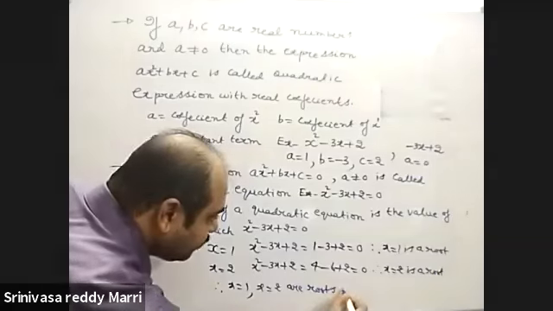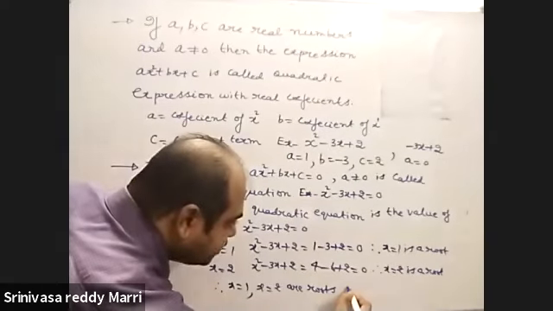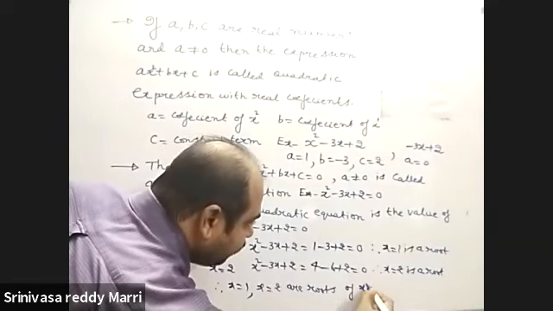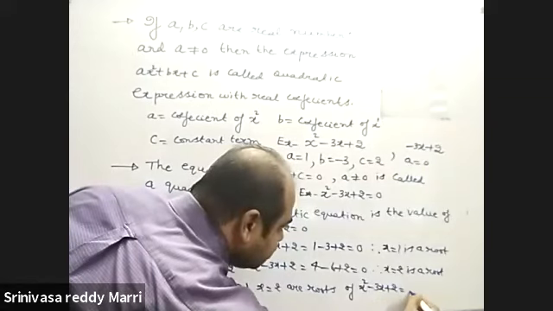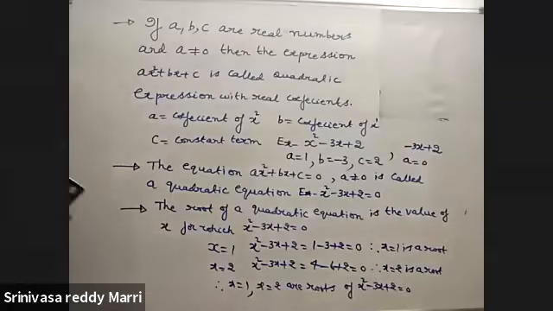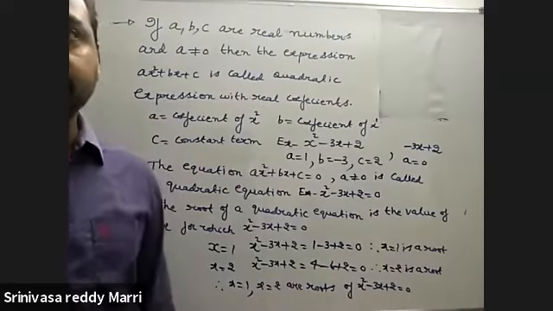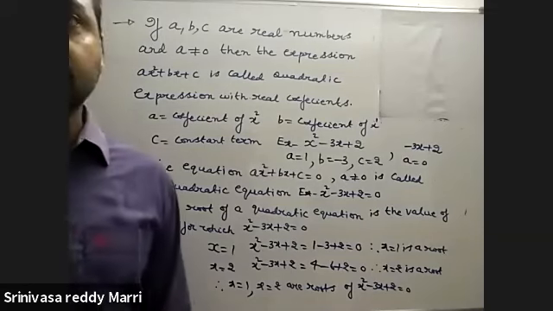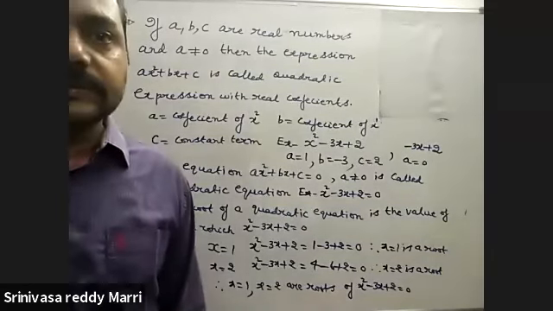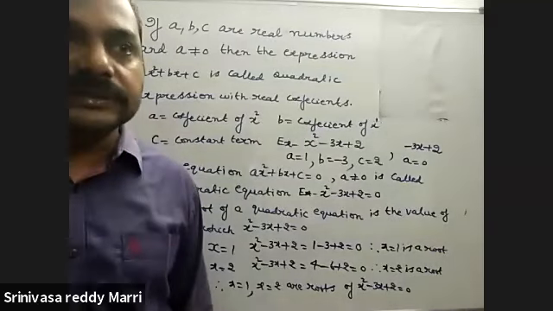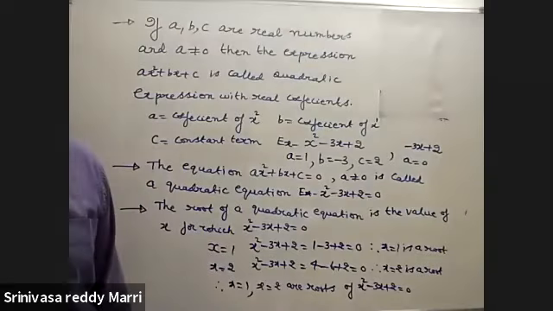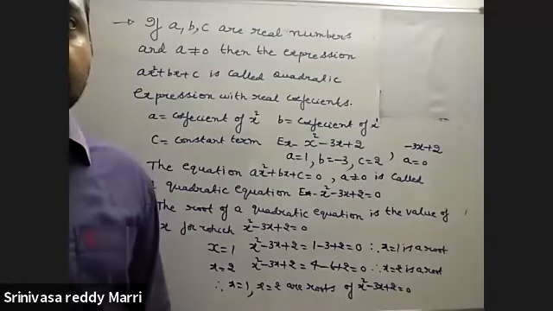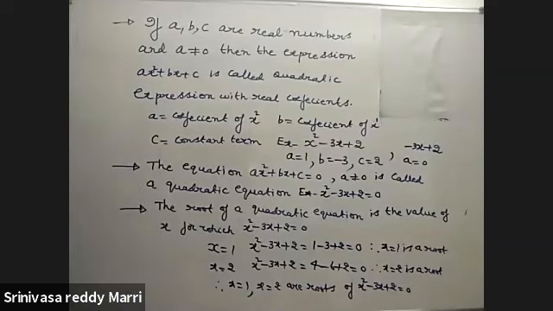We can say that x equal to 1, x equal to 2 are roots of x square minus 3x plus 2 equal to 0. Root means what? The values of x which satisfy that equation. That means if we substitute the value of x in that equation, it must be 0. That value of x is called a root of the quadratic equation.